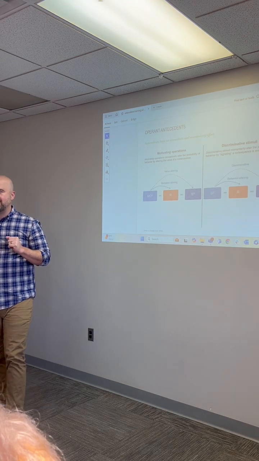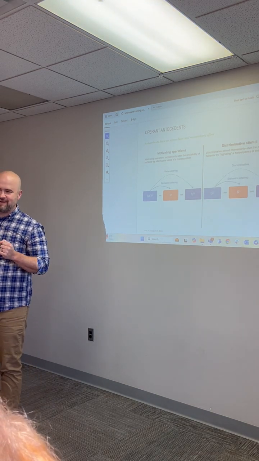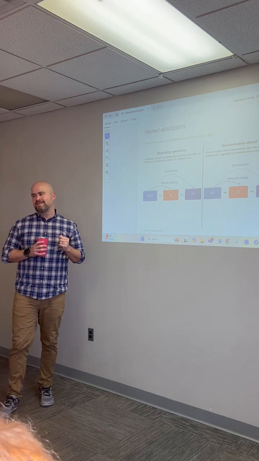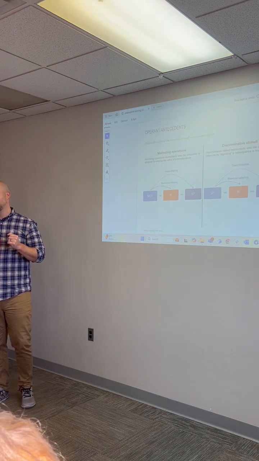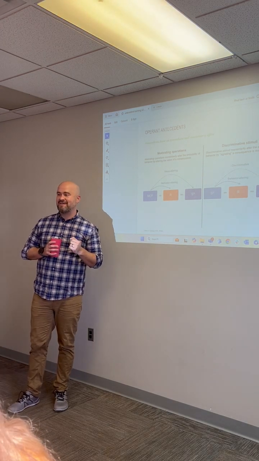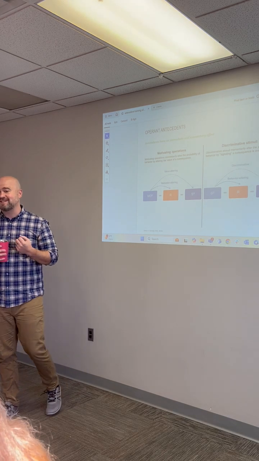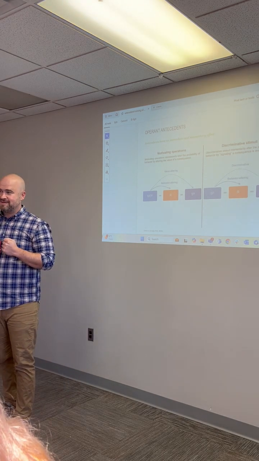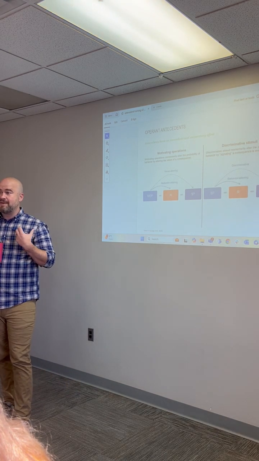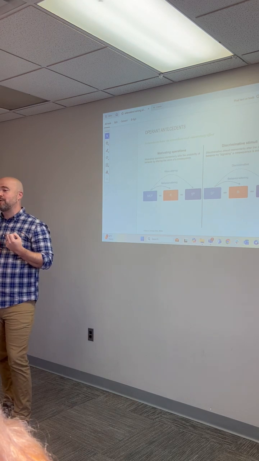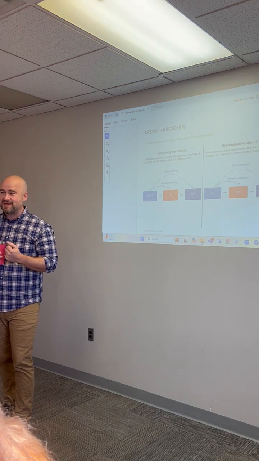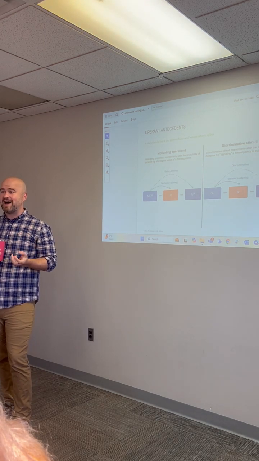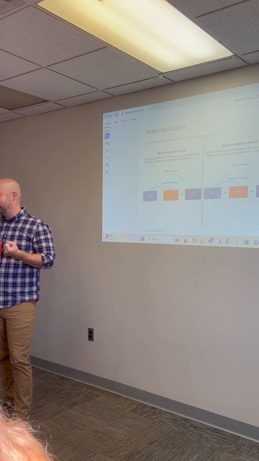And that's just a very clear example. Think about an escape-maintained behavior. We could have a very difficult task that we're asking someone to complete. And because it's so difficult, so effortful, people may have problem behaviors to escape it, because the value of escape is very high.